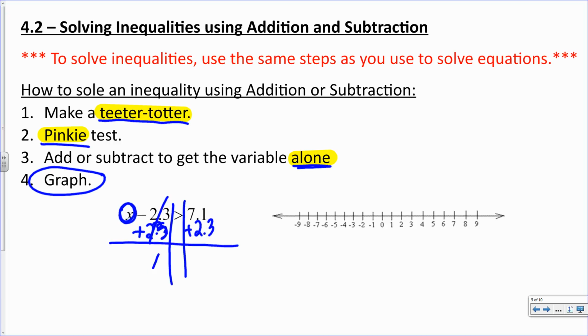So these cancel out, giving me x. Now don't bring down the equal sign, bring down your greater than sign. And here we add 7 plus 2 is 9, and 1 plus 3 is 4. So now I know x is greater than 9.4.